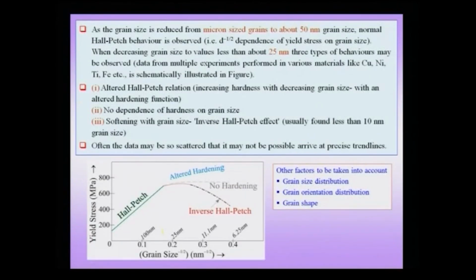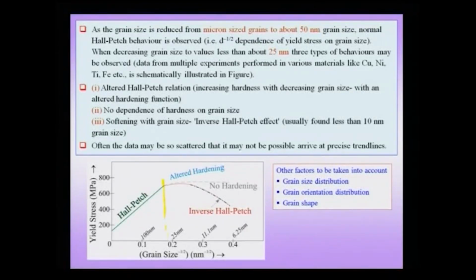But if you want to look at the broader picture, what is it that we expect when you go down to very small sizes? Now I am talking about very small sizes, less than about 25 nanometer or so. When you are going down to these small grain sizes, and I am now talking about reduction in grain size from micron size to about 50 nanometer grain size, we do expect that the Hall-Petch relationship is going to be altered. So, what are the ways in which this can be altered?